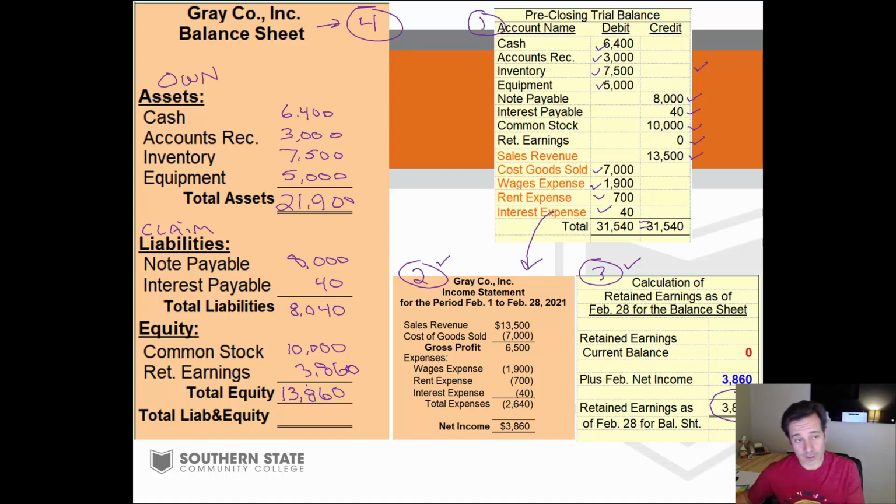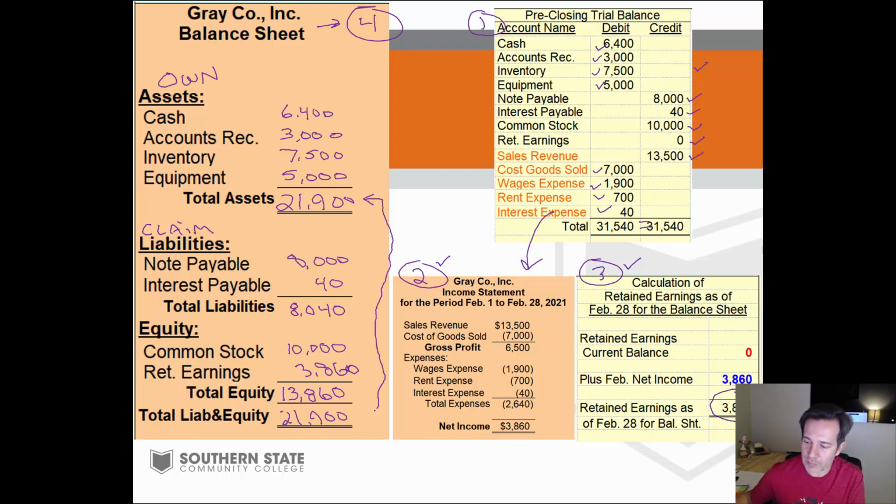Our equity comes from two places. Amounts that the owners and investors have contributed to the business, and what the business has earned in profit over time that has been held by the company and not spent. Okay? Total liabilities and equity. I'm going to add those together, and hopefully, if the accounting gods are smiling upon us today, we should get 21,900, and we do. 21,900.